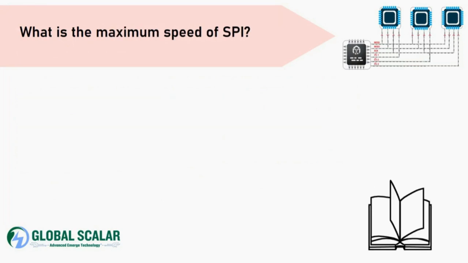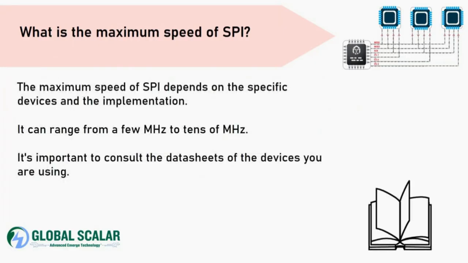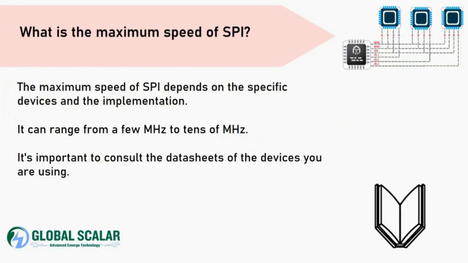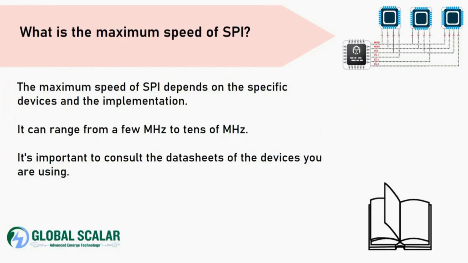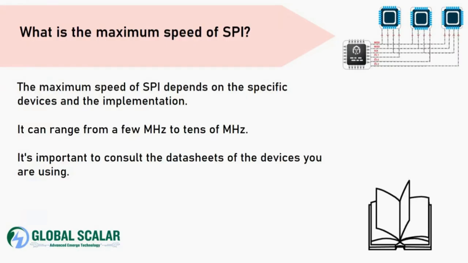What is the maximum speed of SPI? The maximum speed of SPI depends upon specific devices and implementation. It can range from megahertz upward, so it is important to consult the data sheet of the devices you are using. It depends upon what the devices can support.